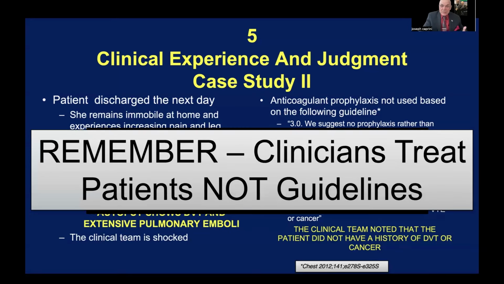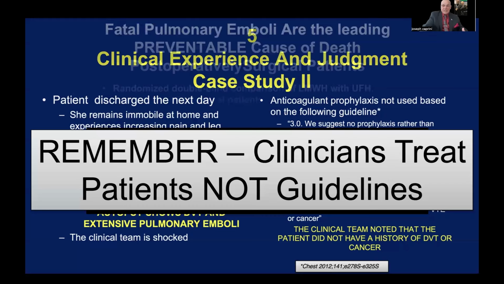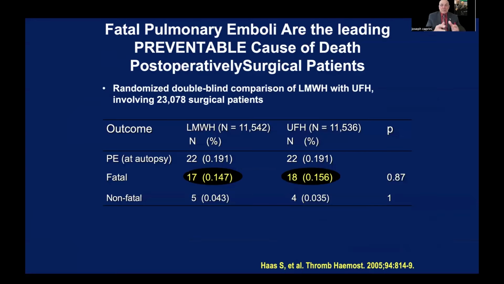Now, also remember that as a clinician, you treat patients. You don't treat the guidelines. And here is the most powerful study that shows that although pulmonary emboli are the leading preventable cause of death in postoperative patients, the administration of heparin or low molecular weight heparin resulted in an autopsy-adjudicated rate of fatal PE of 0.1%.